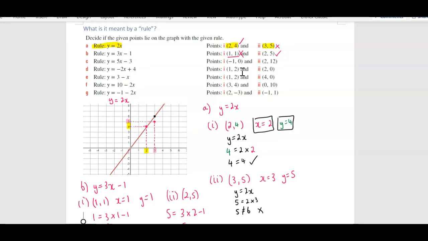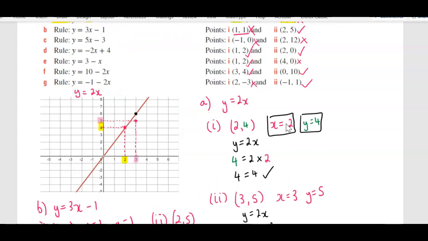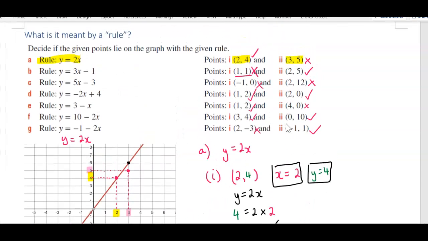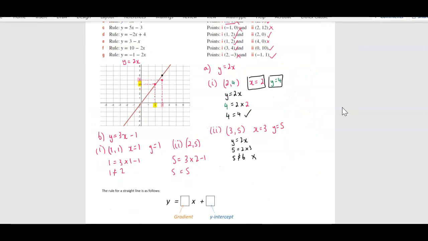All right, so with the rest of them, I want you to do this working out to check. Pause while you're doing that and just check your answers, and once you've done that, you can unpause. I'll just do a tick and a cross. I've just quickly done them in my head, so I'm hoping they're okay. A cross just means it's not on the line, and a tick means it is on the line. So if you need to pause just to check, please do. All right, moving on.